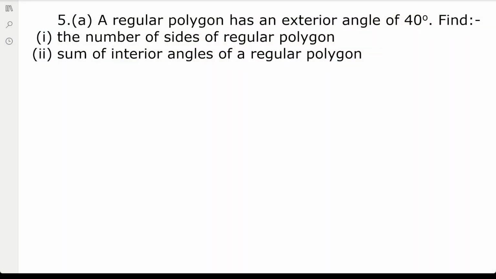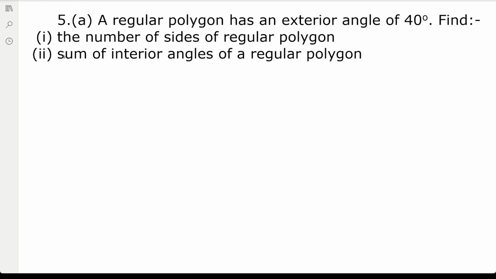We'll be solving questions which will serve as a revision for Form 4 students. Today we'll start with question number 5. If you check the examination format, question number 5 is basically this kind of question. Question 5a: a regular polygon has an exterior angle of 40 degrees. Find the number of sides of the regular polygon and the sum of interior angles of the regular polygon.